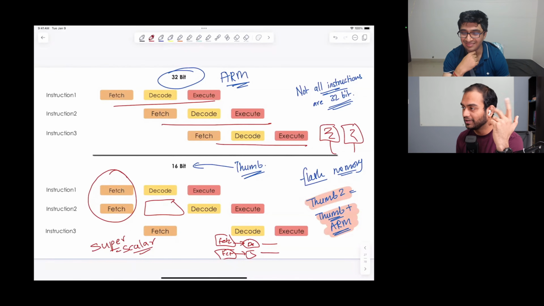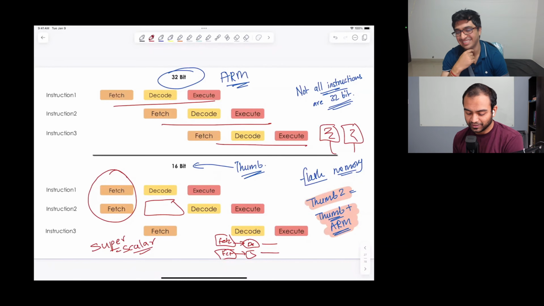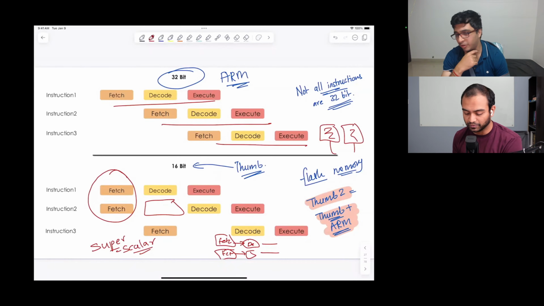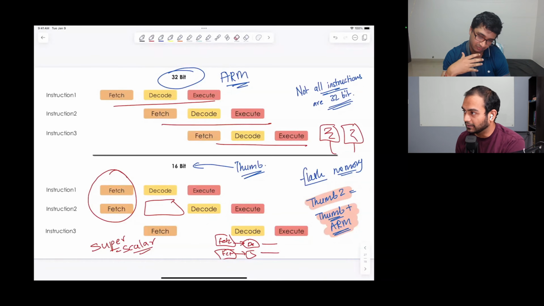That makes the whole execution and memory fetch and data-related operation a lot more complex. But again, the programmer doesn't have to deal with that. It's all hidden from the programmer. It's just some internal magic.